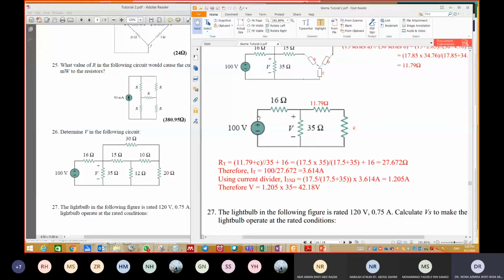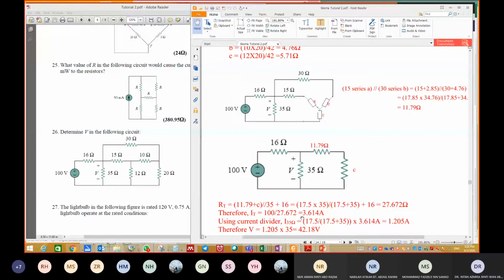So how to find the I that flows through 35? 11.79 plus C, where C is 5.71. So 5.71 plus 11.79, you get what?